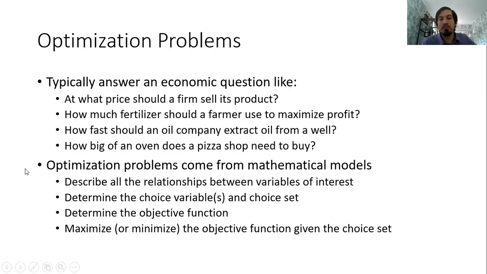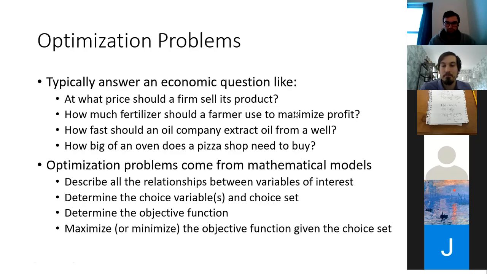When someone wants to model one of these questions, like these first 4 questions, the thing you have to do is describe the relationship between the variables of interest, the things that I'm actually interested in, and how they're related to each other using math. An important thing is to determine the choice variables and choice set. Do you know what I mean by that? You comfortable with this term, choice variables or choice set? It's kind of obvious. A choice variable is the variable that somebody is choosing.